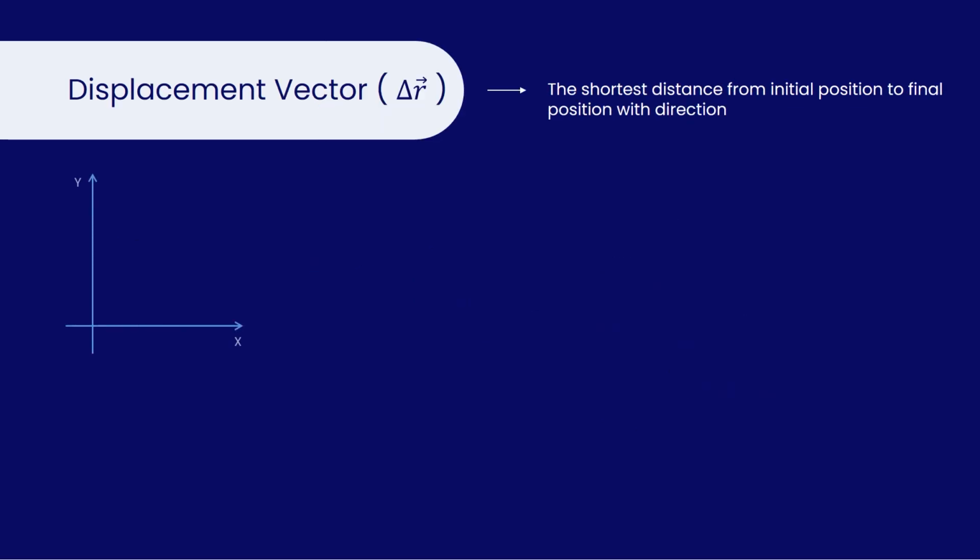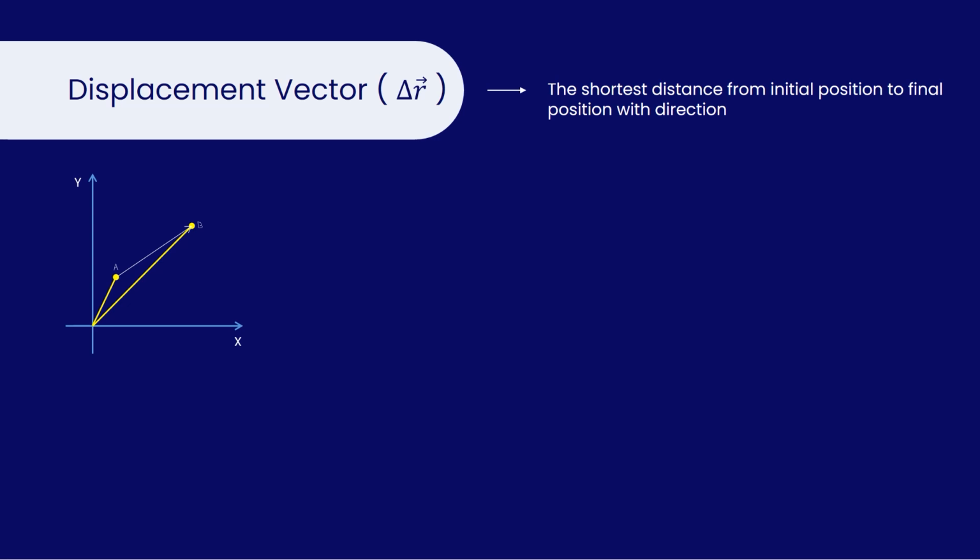Look at the graph. Point A is the starting position. After that it moves to origin, and after origin it moves to point B. Point B is the final position. The arrow connecting A to B is the displacement vector. Notice that it directly joins the 2 points. Displacement is the shortest distance from initial position to the final position with direction.